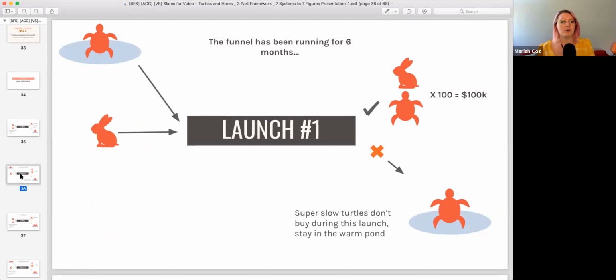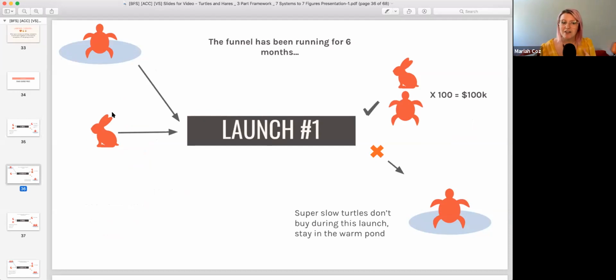So in our example above, the funnel has been running for 6 months, and now it's time for you to launch your course. Time for you to live launch your course, you know, with a lot more hype and a lot more public promotion. So going into your next launch, your funnel has been on for 6 months, we have a whole pond full of warm turtles coming into your next launch.